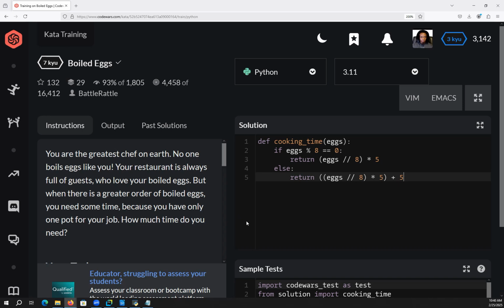We can break this down. I'm sure most of you get it, but I'll put this out there for those of you who are still kind of not with it. Say we have 28 eggs total. Of course, this number is not evenly divisible by 8, but let's get the part that is evenly divisible.